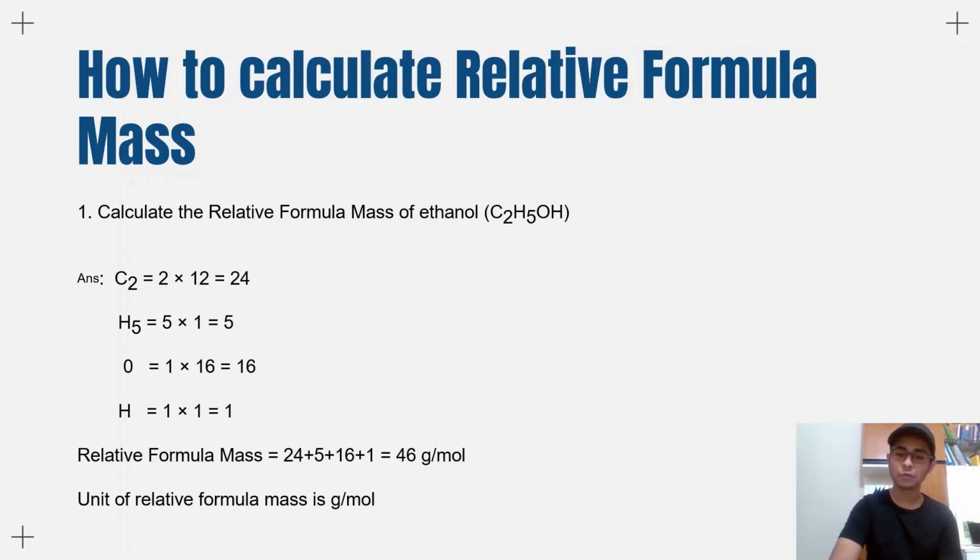And then to find the relative formula mass, we add the relative atomic masses of all these elements. So let's add 24 plus 5 plus 16 plus 1. We get 46. So the relative formula mass of ethanol is 46 grams per mole. And remember one thing: the unit of relative formula mass is grams per mole.